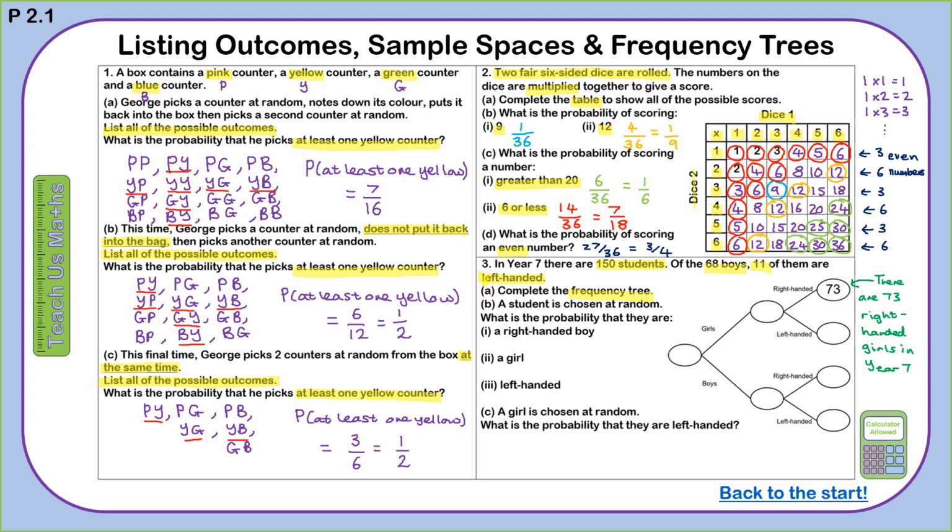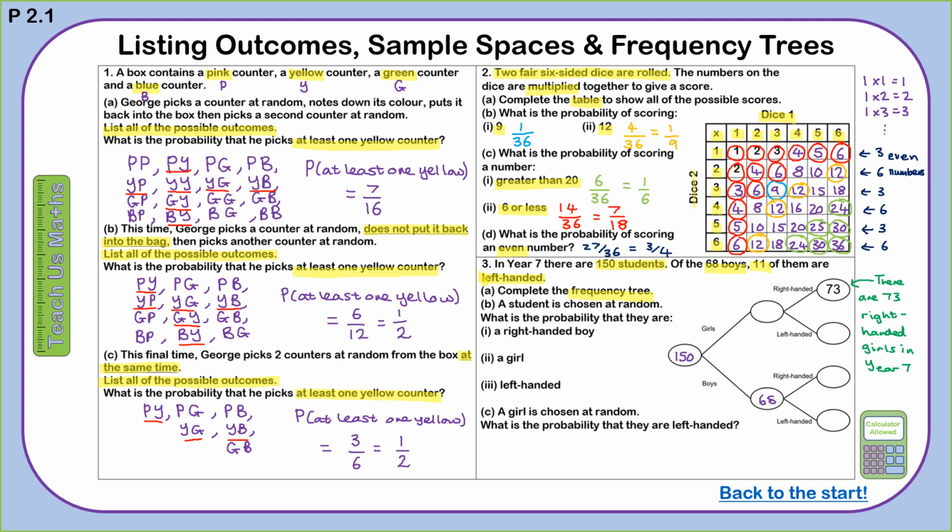In Year 7, there are 150 students. So the total frequency, 150, goes at the front of the frequency tree. Of the 68 boys, 11 of them are left-handed. So of the 68 boys, that means there are 68 boys. So we put 68 here.